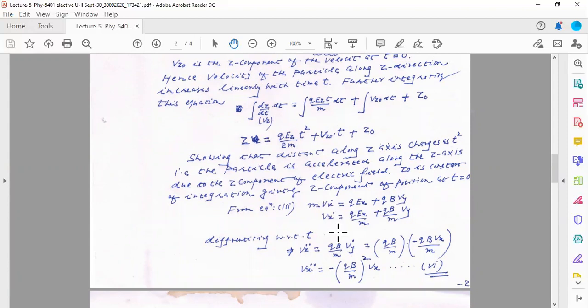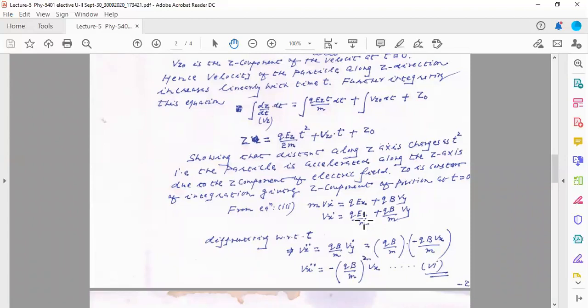So we get vx dot, and I'm again differentiating this equation with respect to t. This is the second order time derivative, d by dt of vx dot, so it will be a second order differentiation. It is vx double dot, which you know. Writing this term first: qB over m is constant, and the differentiation of vy with respect to t is vy dot, right?